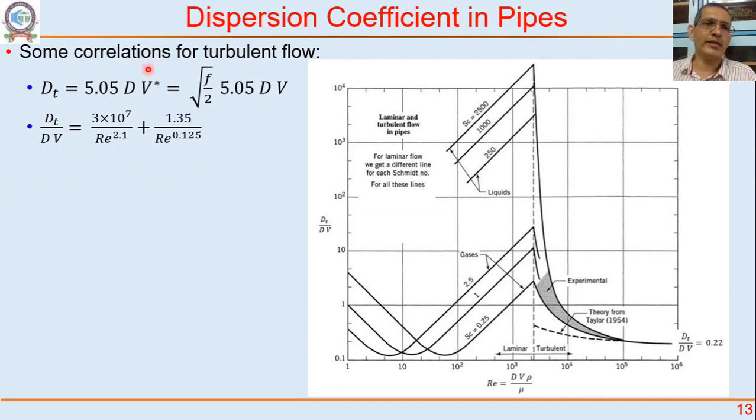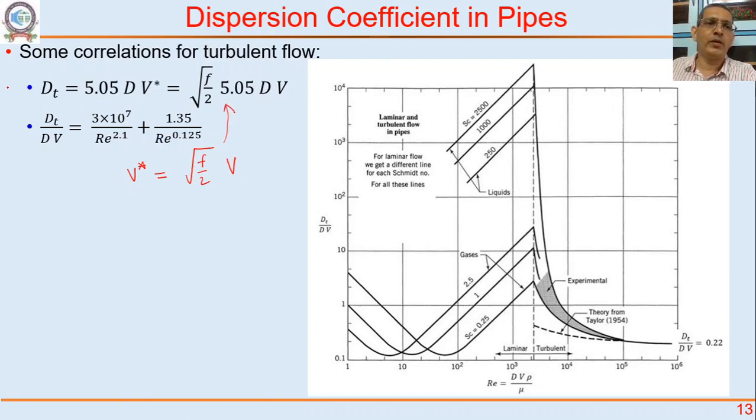One of the correlations is that the turbulent dispersion coefficient is 5.05 into diameter into V star. V star is like friction velocity. Friction velocity is root f by 2 into the average velocity. Remember your universal velocity profile you might have studied in your undergraduate course. V star, friction velocity, is root f by 2 into average velocity. That's what we have put here.